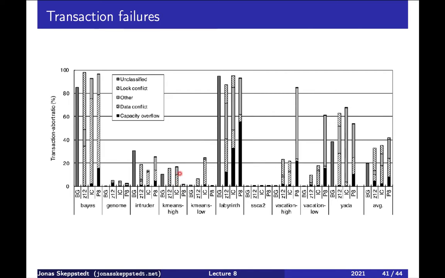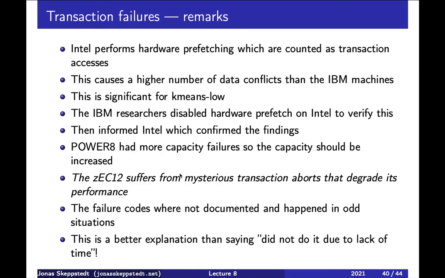But this is one explanation to why there were more failures for some applications from Intel. And what's interesting now is that the IBM researchers disabled this hardware prefetch and informed Intel, and they confirmed that this is how hardware transactional memory was implemented in the Intel machine.